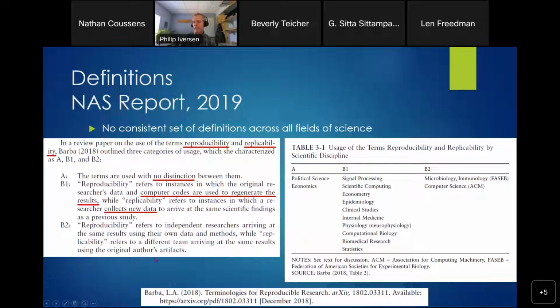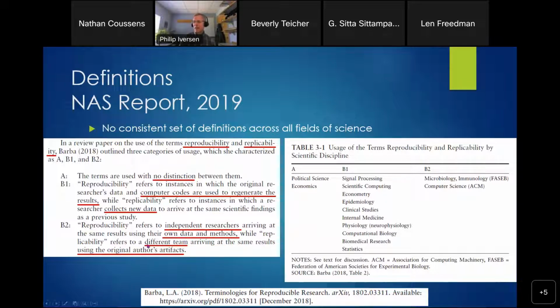But there's the B2 category, which is a little bit different. Reproducibility refers to independent researchers arriving at the same results. So that's more like between laboratory reproducibility, or other researchers using their own data and methods even. So that maybe even speaks to a kind of robustness, perhaps. Not even trying to do it exactly the same way, but can you get a similar result? That seems like a higher bar to me. While replicability refers to a different team arriving at the same results using the author's original artifacts. It's an interesting choice of words, I guess. I haven't read the actual paper, just quoting what is in the NAS report.